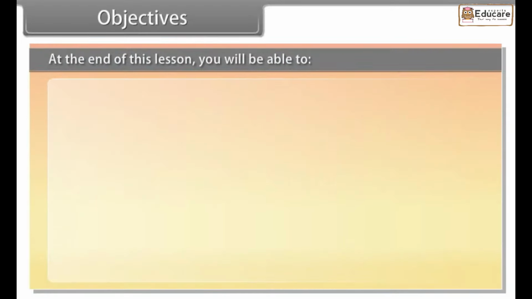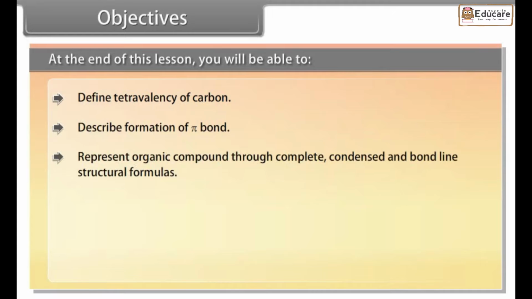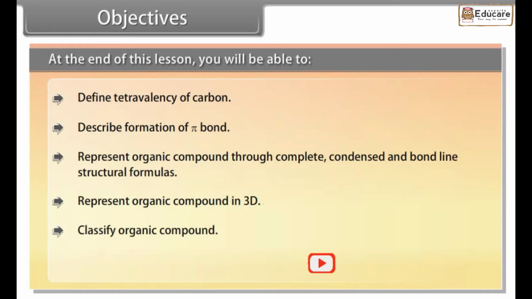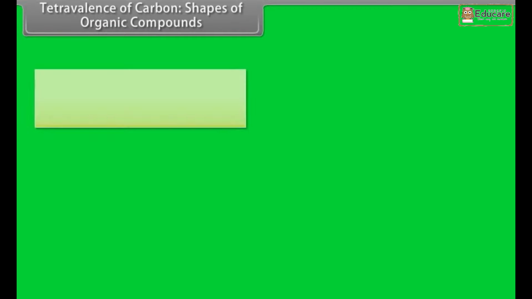Objectives. At the end of this lesson, you will be able to define tetravalency of carbon, describe formation of pi bond, represent organic compound through complete, condensed and bond line structural formulas, represent organic compound in 3D, classify organic compound, describe nomenclature of organic compound, tetravalence of carbon, shapes of organic compounds.